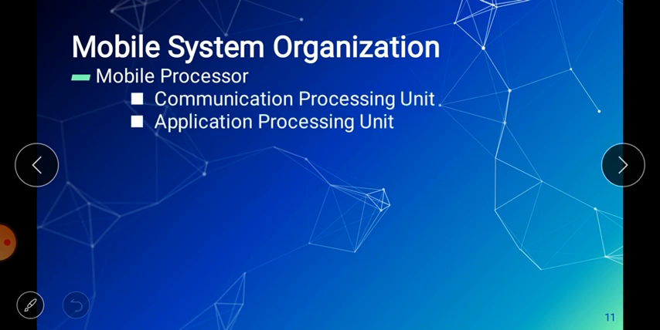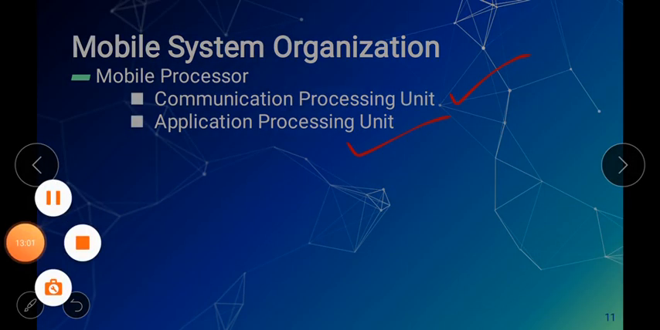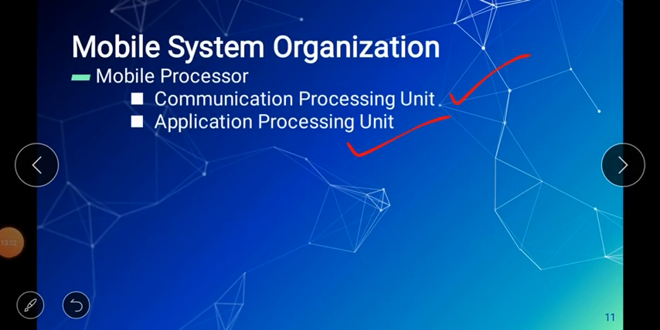First one is the mobile processor. First of all, we thought that we can call with the help of the mobile. So this can be done with the help of the communication processing unit. And next, we said that we can install apps in the mobile. So this is all about the application processing unit. Means the mobile processor can be divided into two parts. First one is the communication processing unit and the second one is the application processing unit.